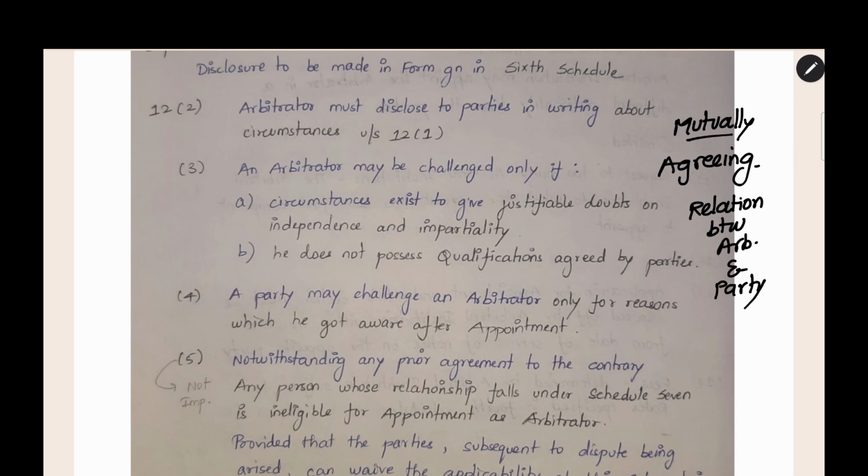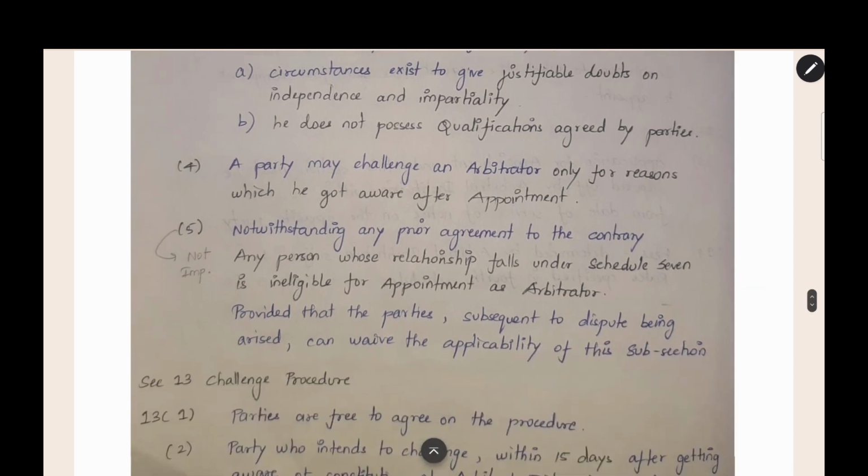Now you know this while you are signing for the appointment. After the arbitrator is appointed, you cannot challenge by saying that there is a relation between the arbitrator and a party. You know that there is already a relation. By knowing this also, you are agreeing and appointing him as an arbitrator. Again, you cannot challenge him on the reason of a relation between arbitrator and party. This is given under subsection 4.